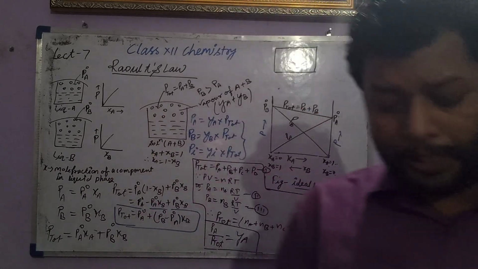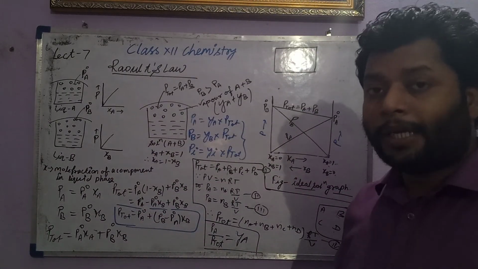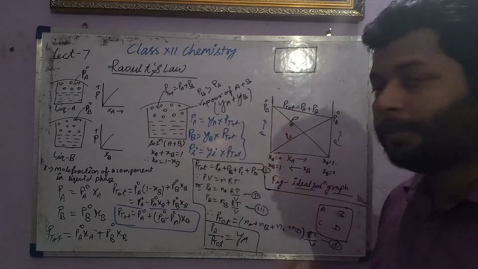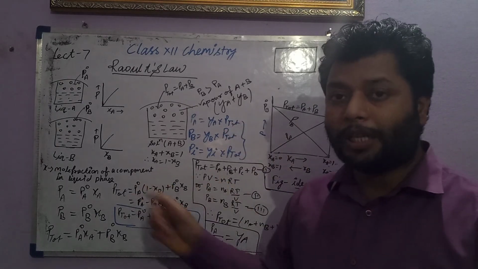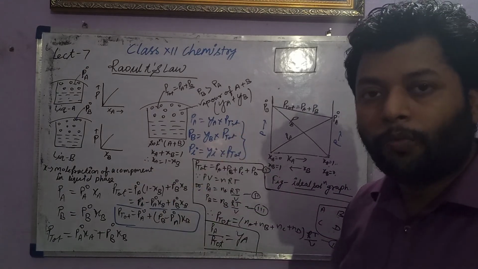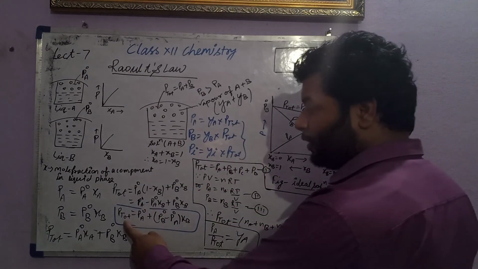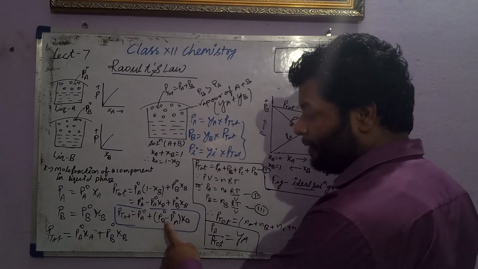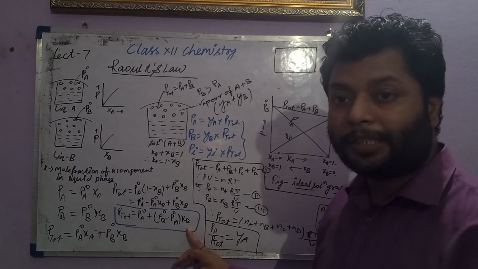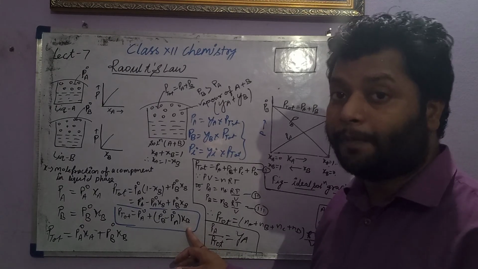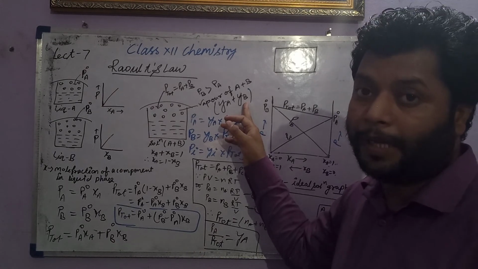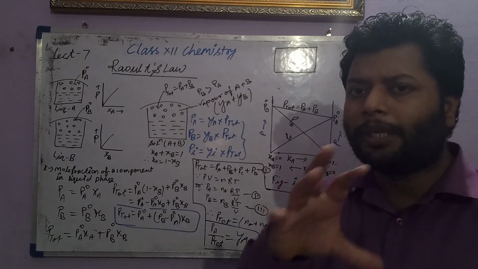So according to Dalton's law, we can calculate the mole fraction of any given component in the vapor phase, and with the help of Raoult's law, we can calculate the P total, because P total equal to P naught A plus P naught B minus P naught A XB, where XB is the mole fraction of B component in the liquid phase and YB is the mole fraction of B component in the vapor phase. That is a big difference. You have to learn that.